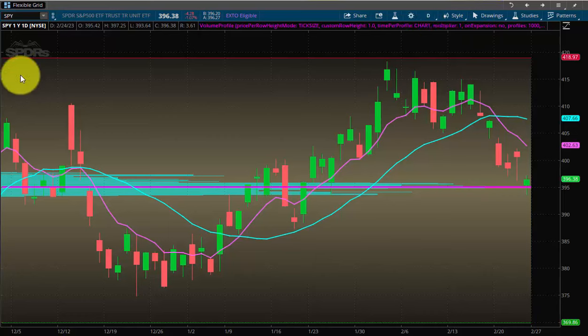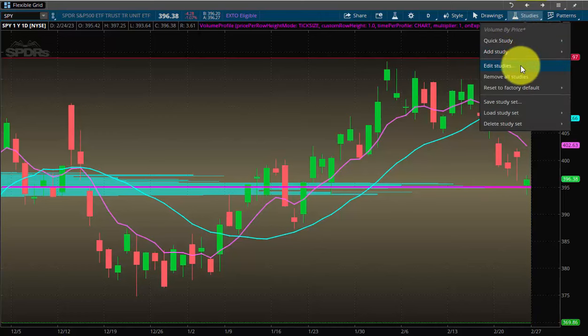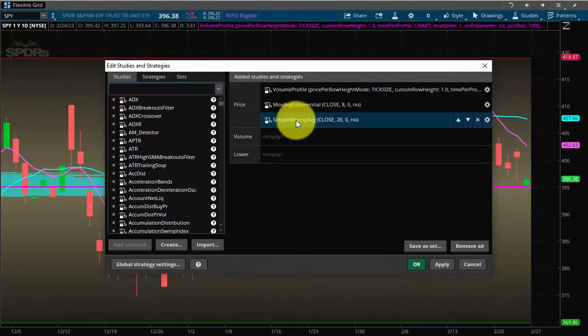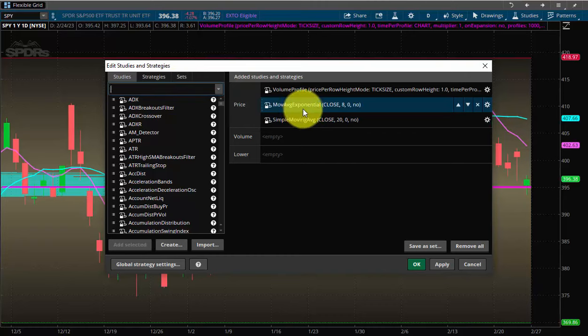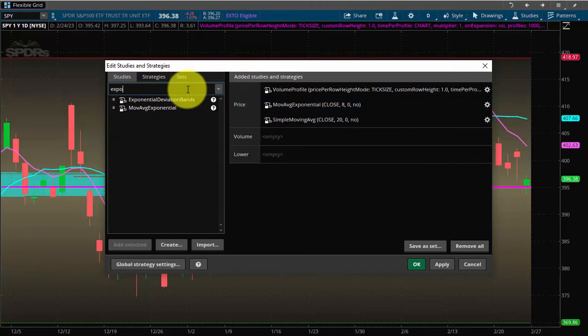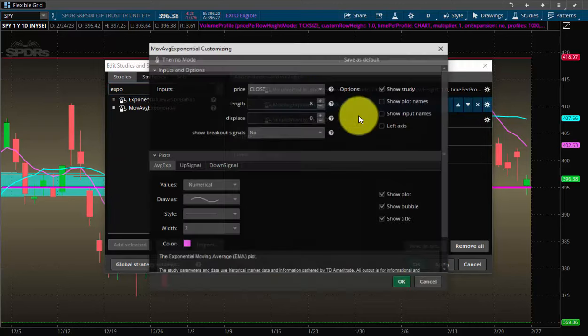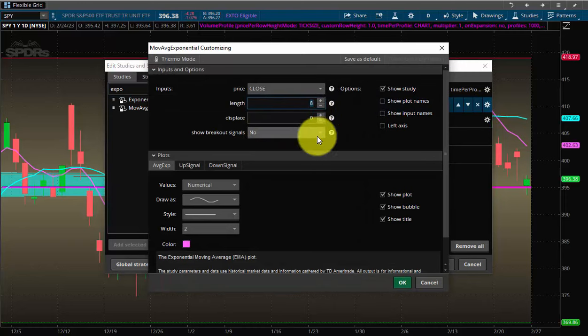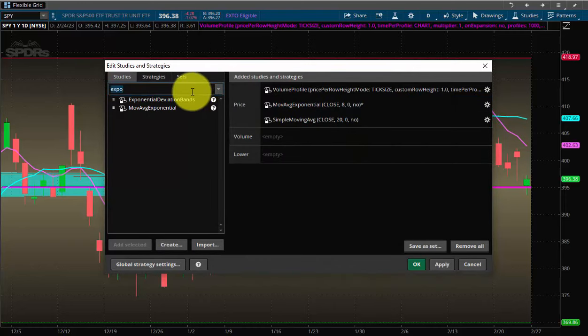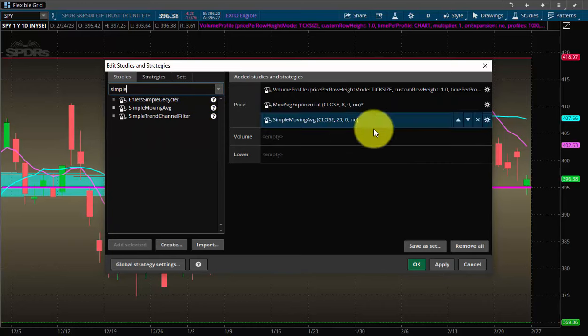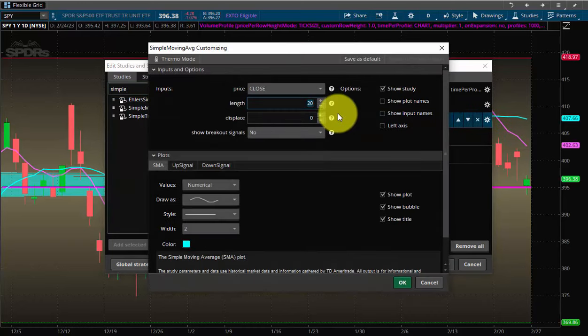So to add this to your chart, I'll show you real quick because I know this can be a little bit more taxing for some of you. If you need to slow the video down or pause it, feel free to do that, but I'm just gonna run through it. Adding moving averages is simple. You just go to the studies, edit studies, and for me, since I have an exponential moving average and a simple moving average, you just type in EXP and then double click moving average exponential, right? Set that length to 8, hit OK. And then for simple moving average, just type in simple, double click and change this to 20.